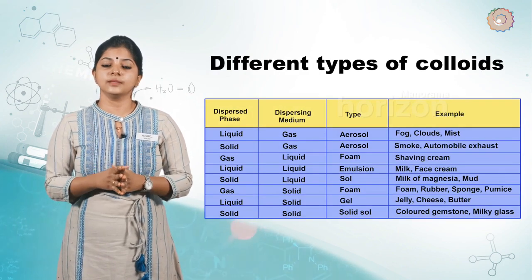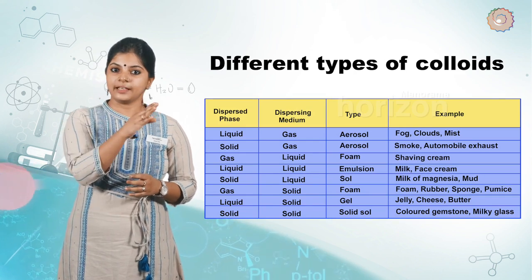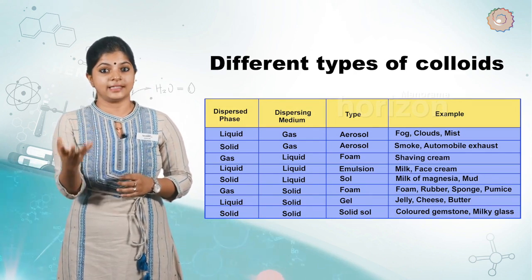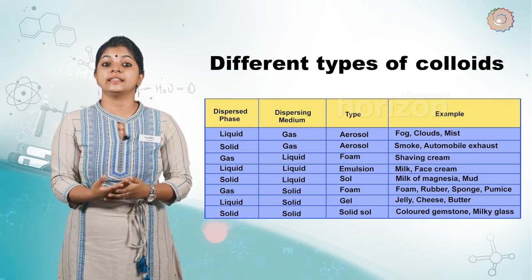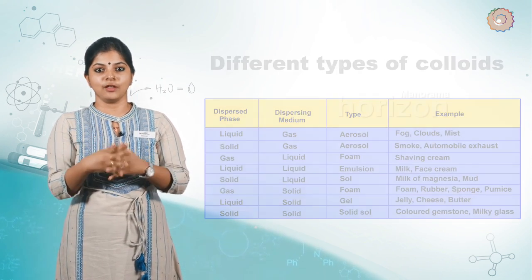A few common examples are fog, wherein the dispersed phase is liquid and the dispersion medium is gas. In cheese, butter and jellies, the dispersed phase is liquid whereas the dispersion medium is solid.